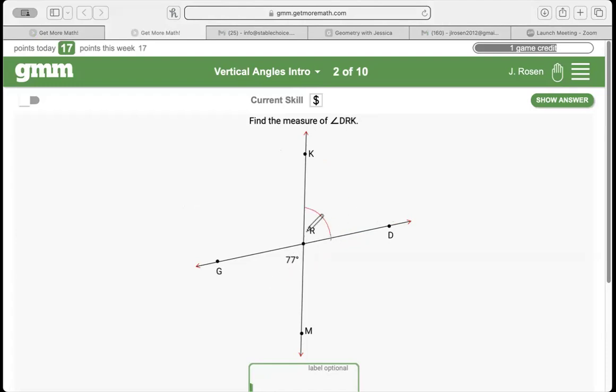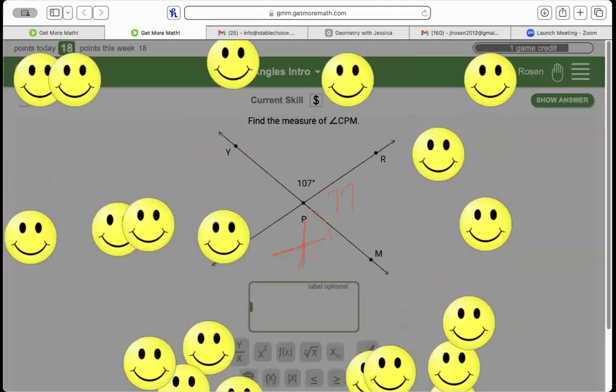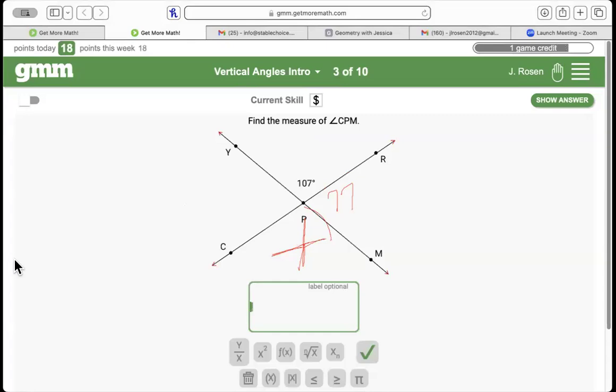And again, it's vertical. So this is a V here. This is a V here. So this one here is 77 degrees. Okay. So again, hopefully it's easy. I'd be glad if it's easy, but don't blow it off. It is something that you will continue to see and need to know.